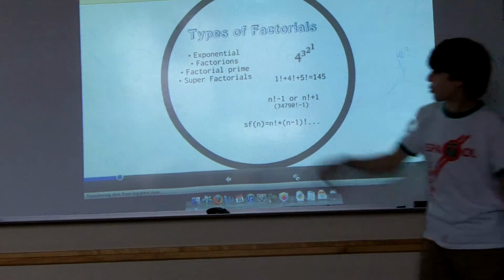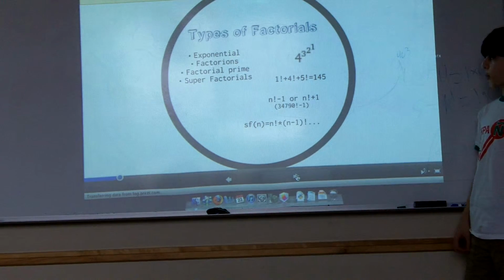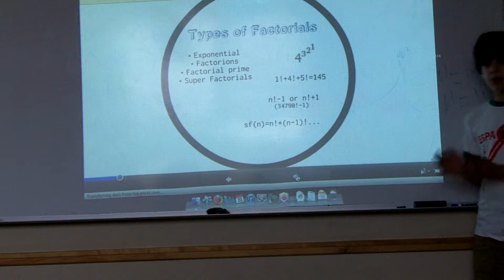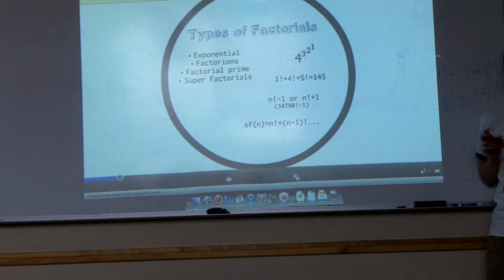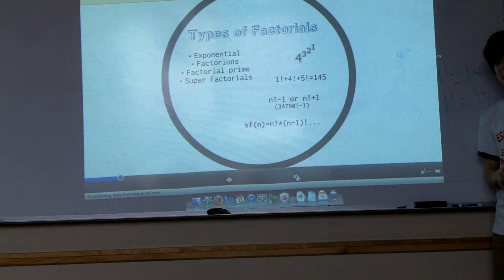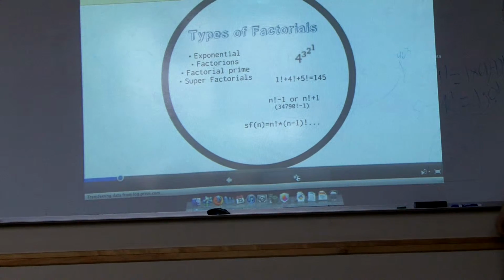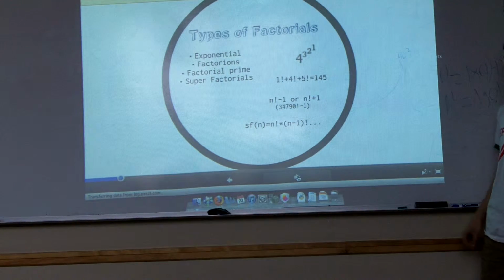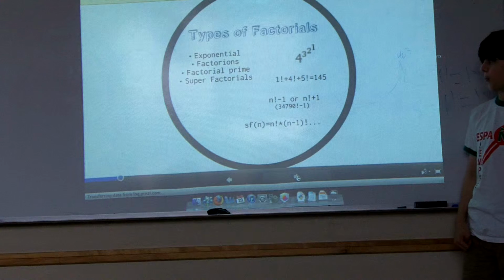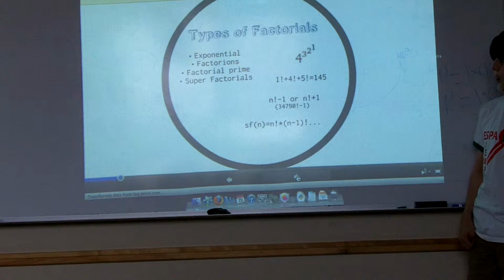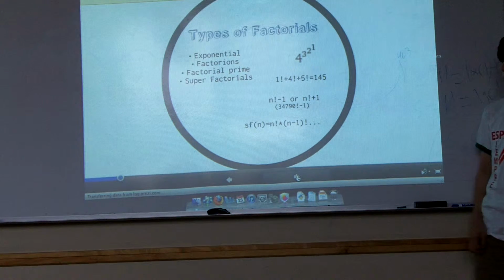And then factoriums are numbers where, this is really cool, brace yourselves, if you factorial each one of the digits, it becomes a number itself. So 145: 1 factorial plus 4 factorial plus 5 factorial equals 145. And there are only a few of these numbers.